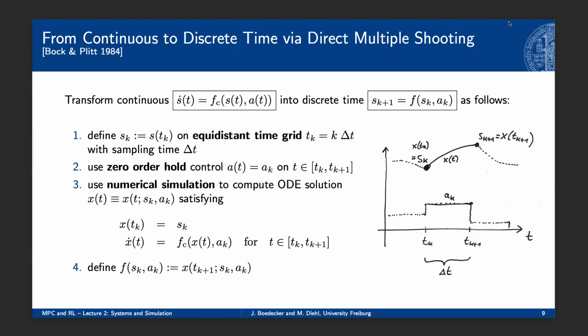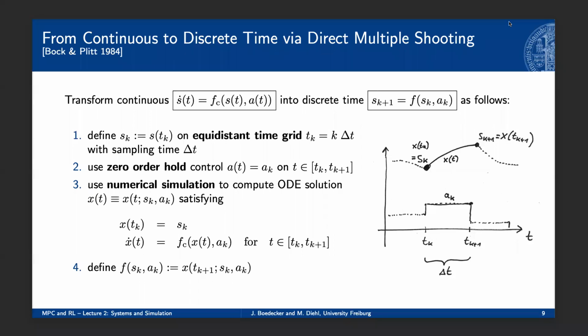I call it the direct multiple shooting parameterization of a dynamic system. You can have many names for it. And it's a way to transform a continuous time system to a discrete time system by the following procedure. So you first decide to sample your state at discrete time points. That's like your equidistant time grid with a sampling time delta t. Second, you use a control that is piecewise constant. Yeah? That's just an assumption that's called zero order hold. There could be other parameterizations, but that's typically also implemented on digital controllers, and that's why we like this a lot.